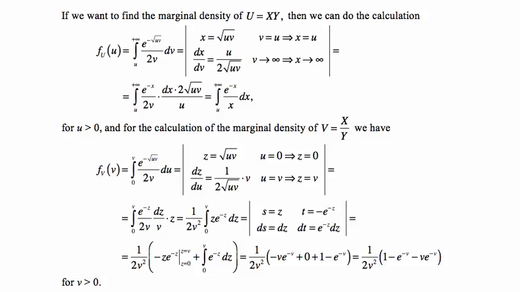plus 0 plus 1 minus e to the minus v. That last part, 1 minus e to the minus v, is exactly the CDF of exponential with mean 1. So we get the answer. It's a lovely answer. 1 over 2v squared times, in parentheses, 1 minus e to the minus v times e to the minus v for positive v.